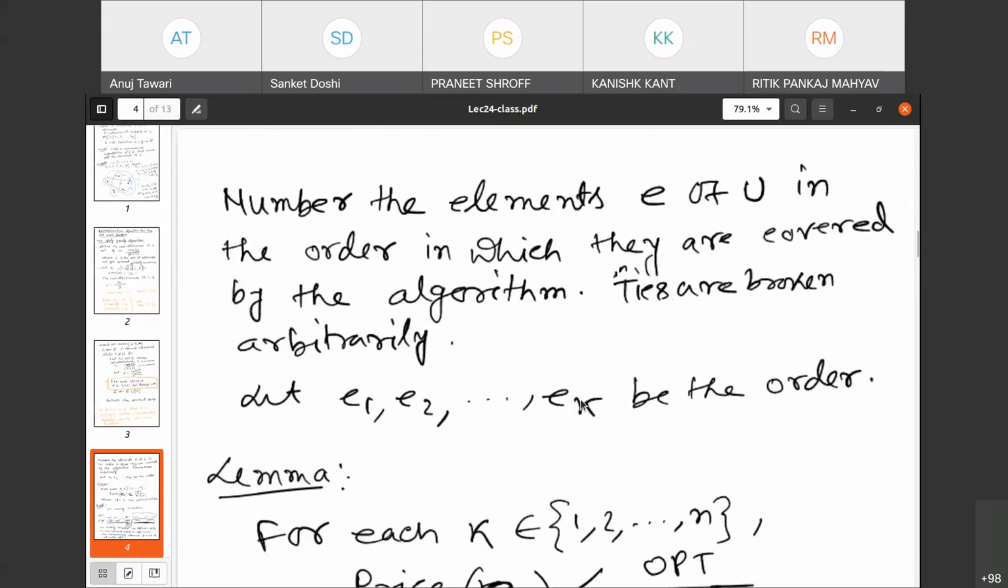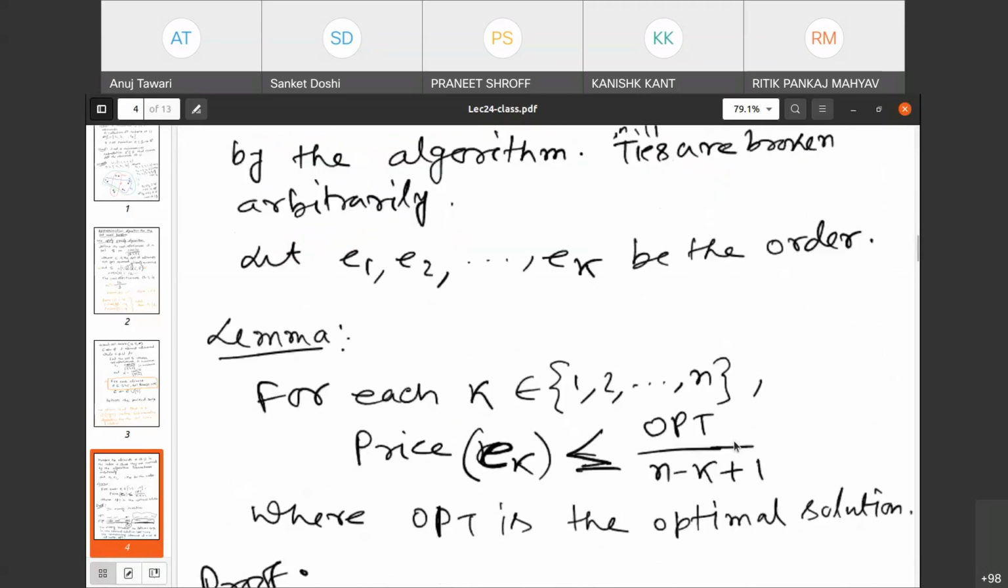Or in fact, if we say that our universe has n elements, this would be E1, E2 up to En. Now, what we want to show is that for each k in 1 to n, the price of Ek will be at most OPT divided by n minus k plus 1. So OPT is the number of subsets in the optimal solution.